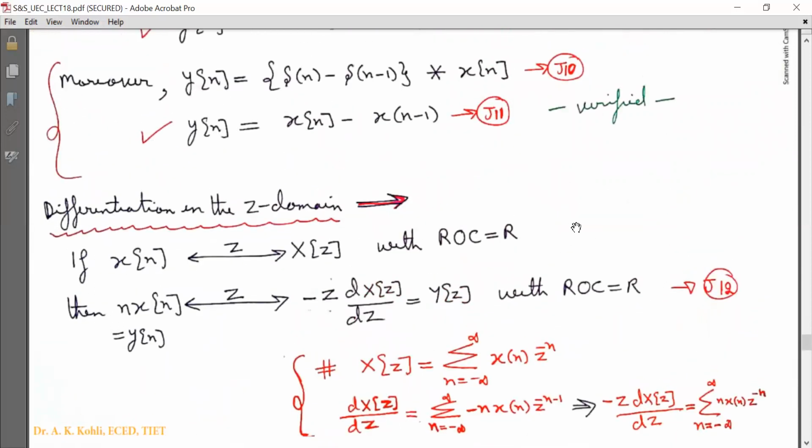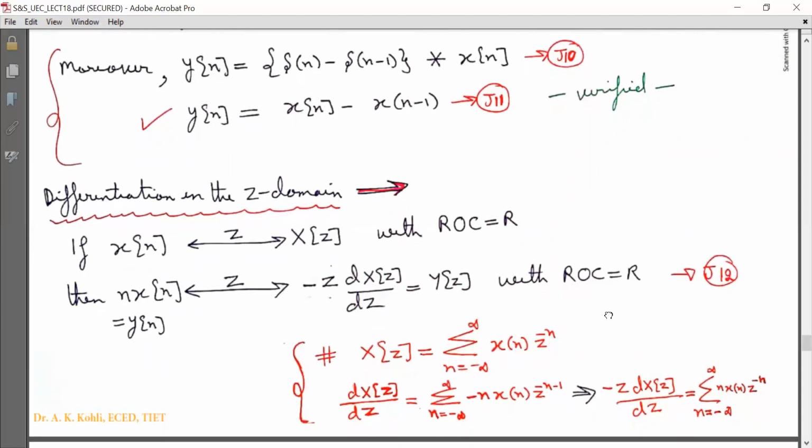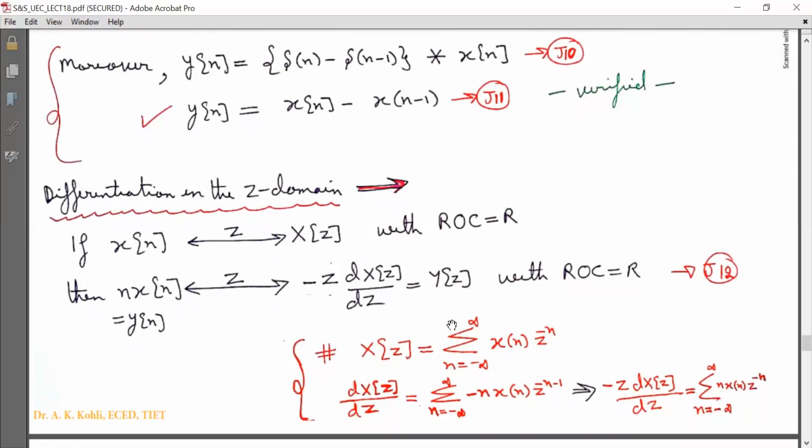Now next is differentiation in the Z domain. If x(n) has Z transform X(z) and ROC is equal to capital R, then if y(n) is equal to n x(n), its Z transform is Y(z) equal to minus z dX(z) by dz, with ROC R. Now we will prove it. We know that X(z) is equal to the summation over n from minus infinity to infinity of x(n) z raised to minus n. Now differentiating both sides with respect to z, I will get dX(z) by dz equal to the summation of minus n x(n) z raised to minus n minus 1.